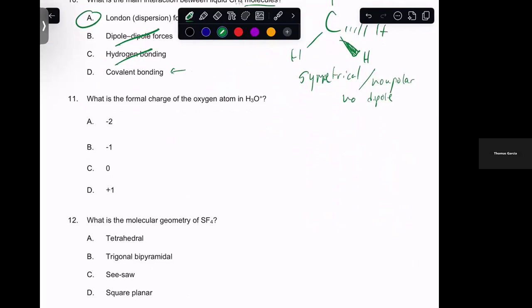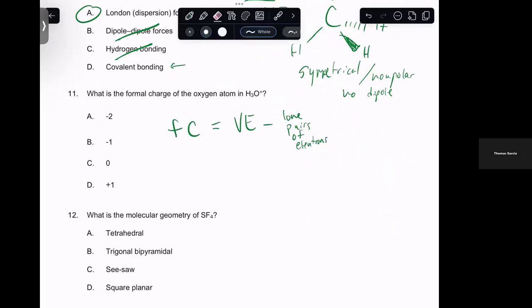What is the formal charge of the oxygen atom in hydronium? So we have to remember that there's a formula for formal charge, which is the number of valence electrons minus the lone pair electrons, so specifically, how many electrons are in lone pairs, minus 1/2 the number of bonded electrons, which means we have to draw this thing out.